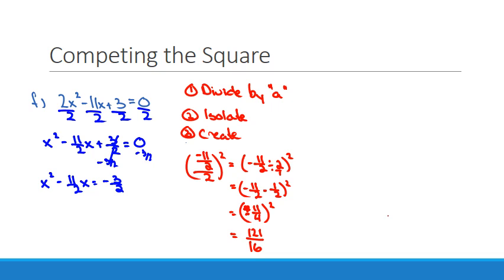I was worrying about how much space I have on my screen there. Sorry, guys, I kind of lost my train of thought in my calculation. Anyway, x squared minus 11 over 2x, and now I'm going to add this in: plus 121 over 16 equals -3 over 2 plus 121 over 16. When you end up dividing by this A, sometimes you just have more fractions, so people will feel it's a tougher question, and the reason is just the fraction work. If you're not comfortable with fractions, that's going to slow you down here.